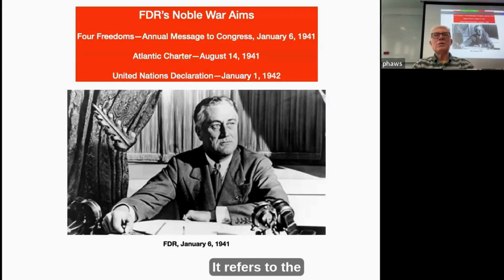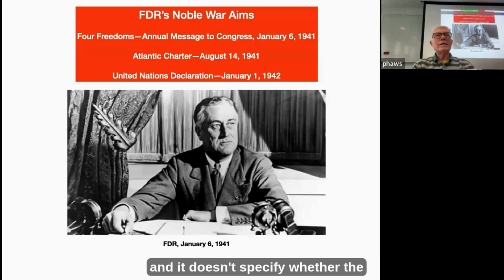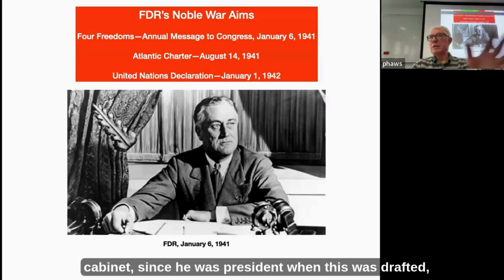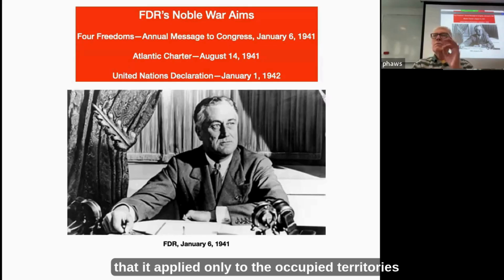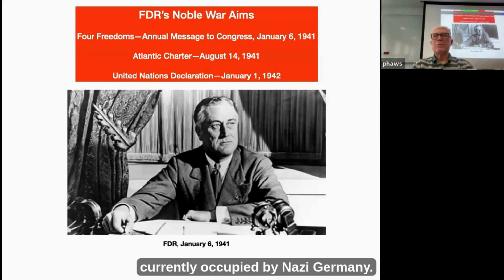It refers to the restoration of freedom for the subject peoples. And it doesn't specify whether the subject peoples are confined solely to Europe or to the globe. And Winston Churchill was very careful to inform his cabinet, since he was present when this was drafted, that it applied only to the occupied territories of Europe, currently occupied by Nazi Germany. Roosevelt saw it very differently.